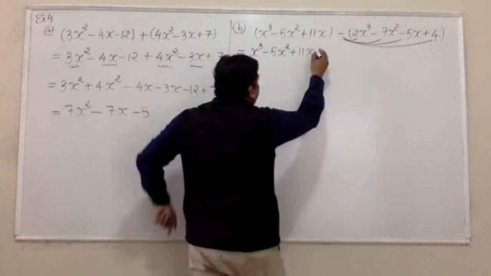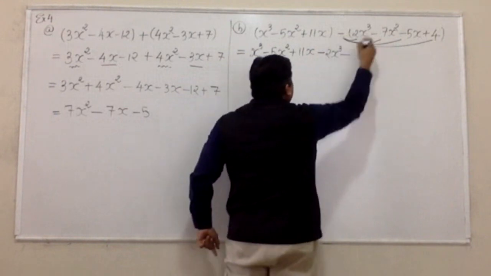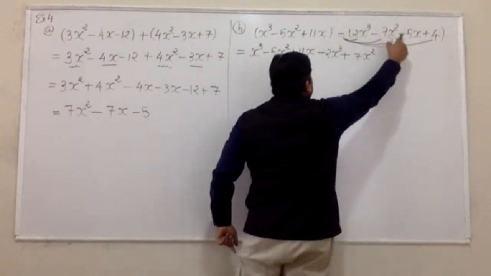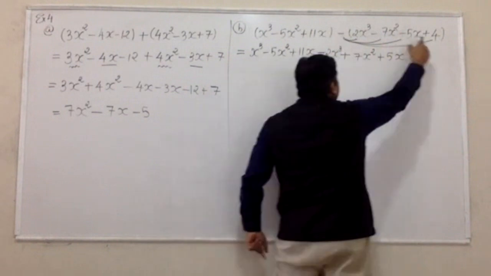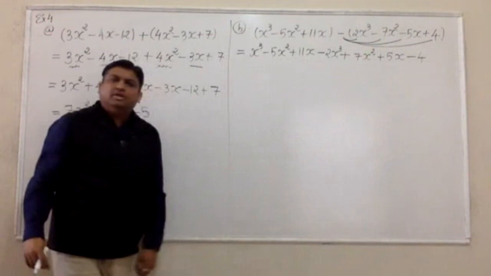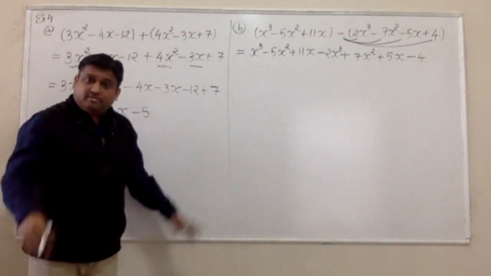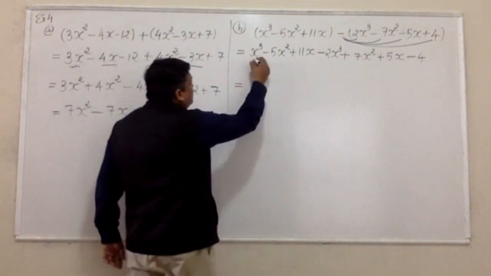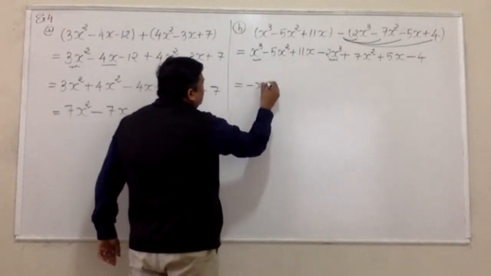-1 times positive 2x cubed is negative 2x cubed. -1 times negative 7x squared is positive 7x squared. -1 times negative 5x is positive 5x, and -1 times positive 4 is -4. Now do the same thing. Find out if you have a set of like terms and simplify them further. Okay, so I got 2 x cubed terms. Add them, x cubed minus 2x cubed.